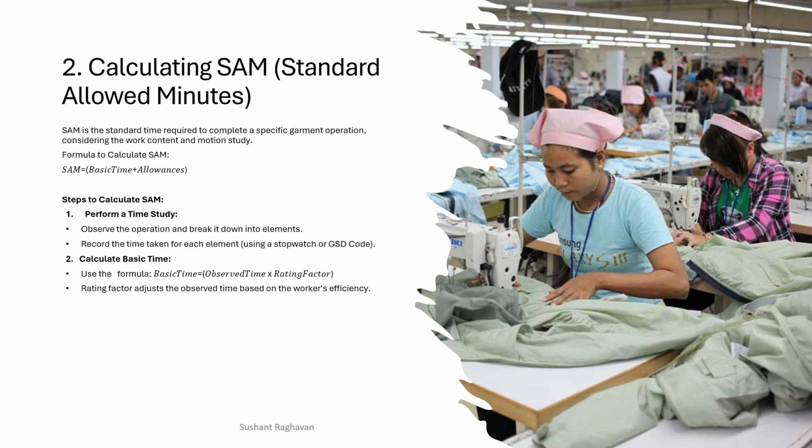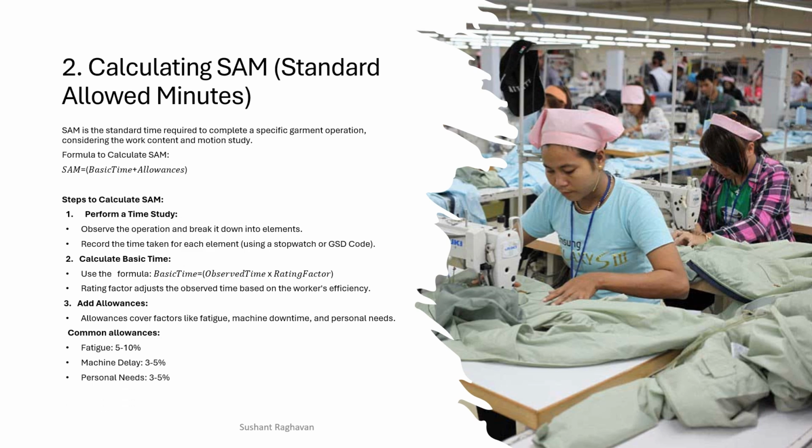Basic time is equal to observed time into rating factor. Rating factor adjusts the observed time based on the worker's efficiency. Add allowances. Allowances cover factors like fatigue, machine downtime, and personal needs.